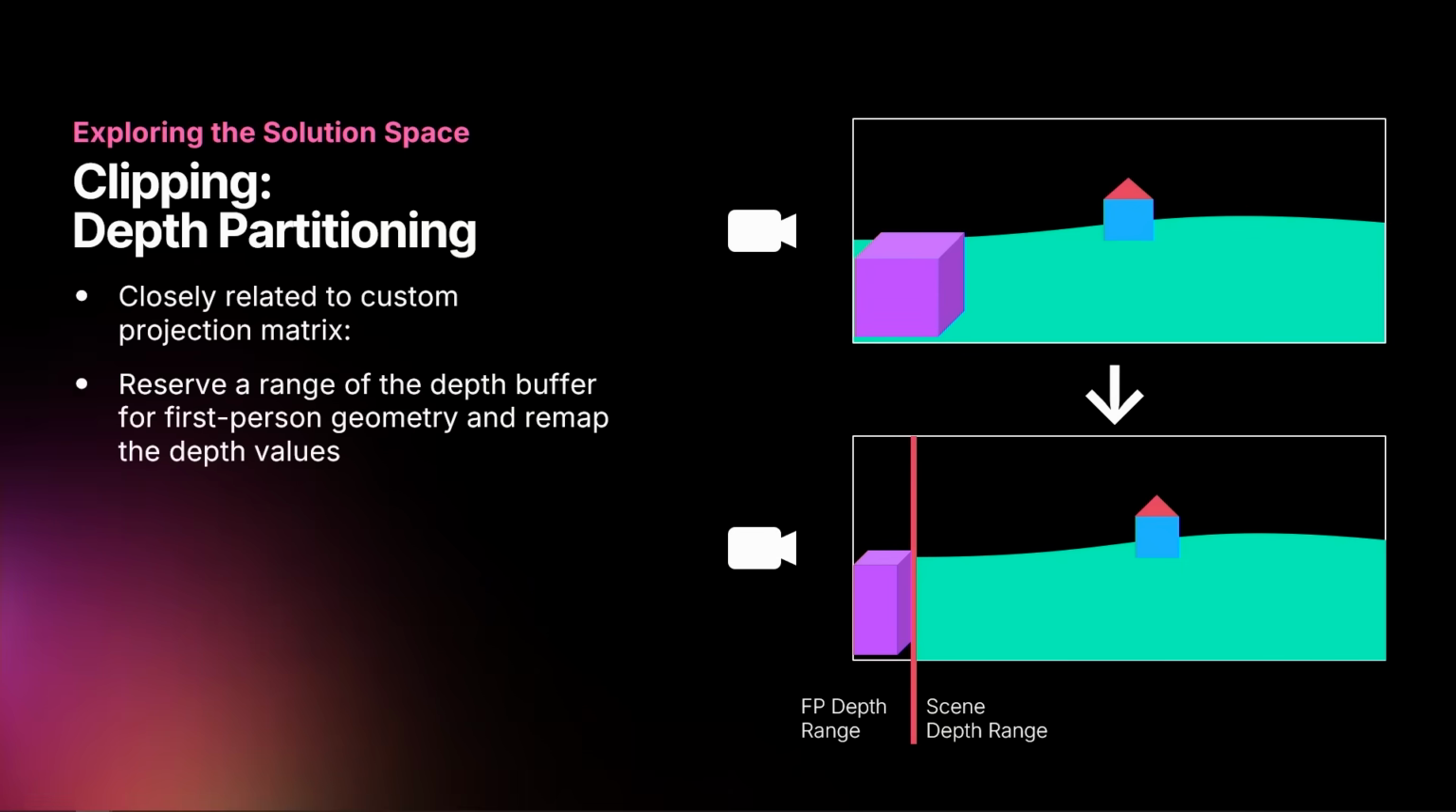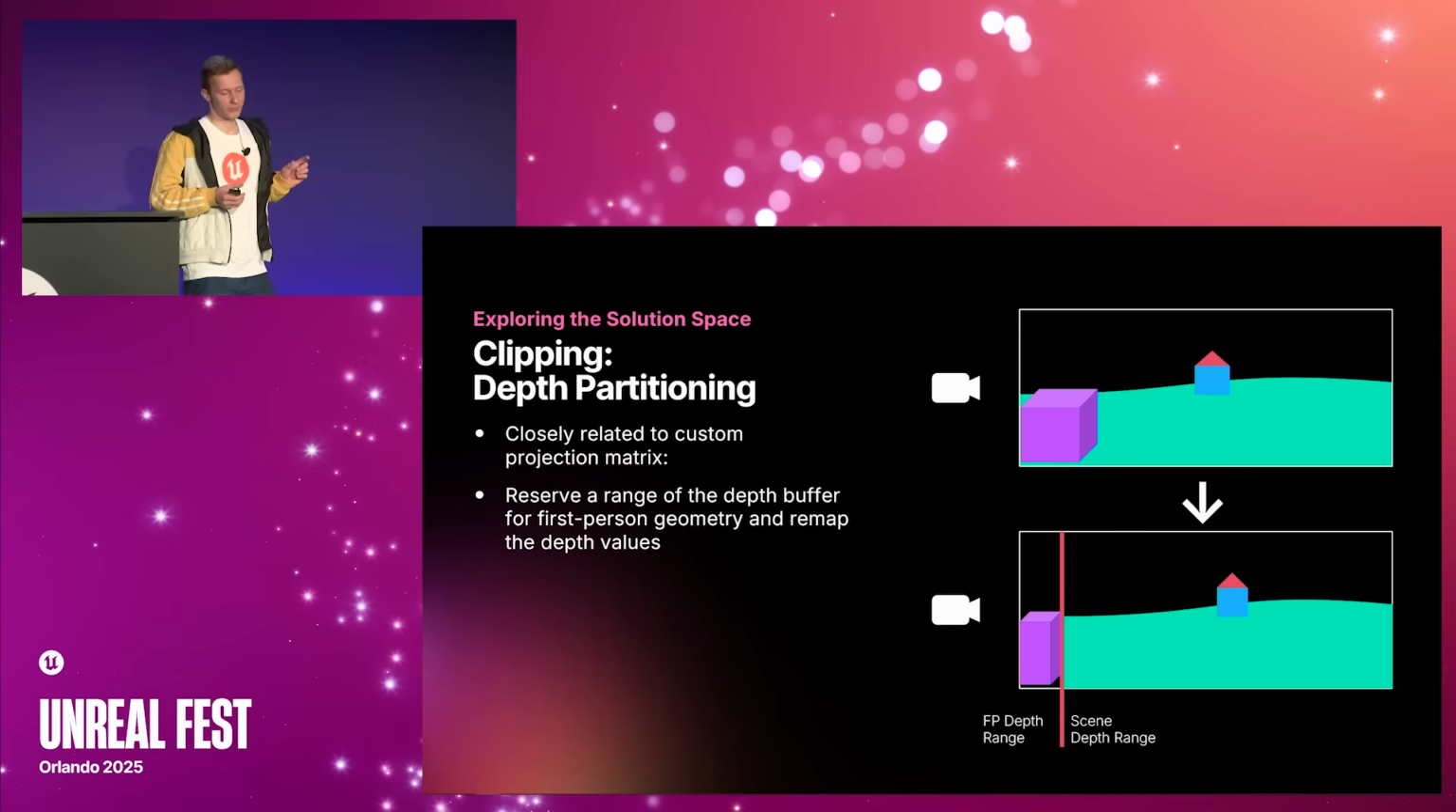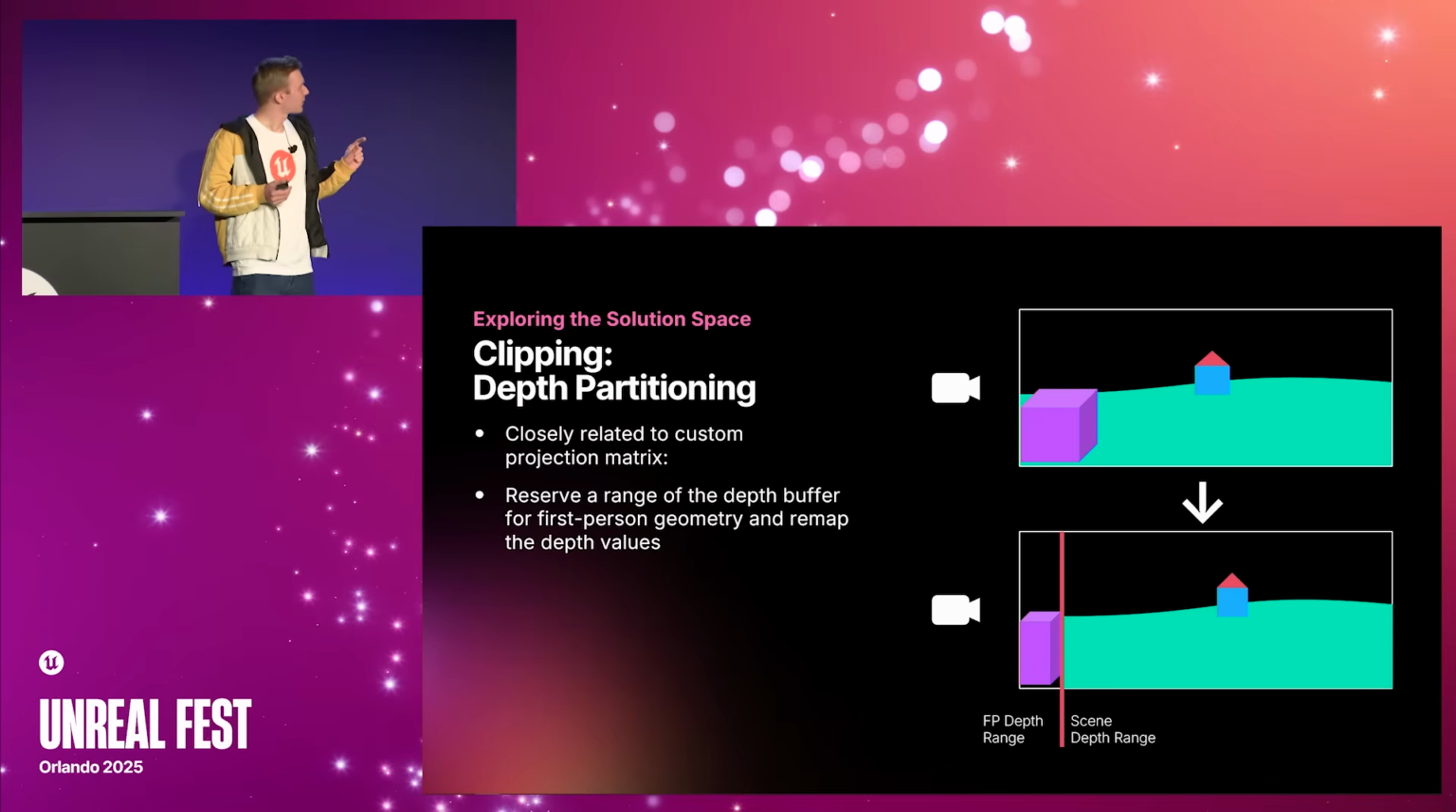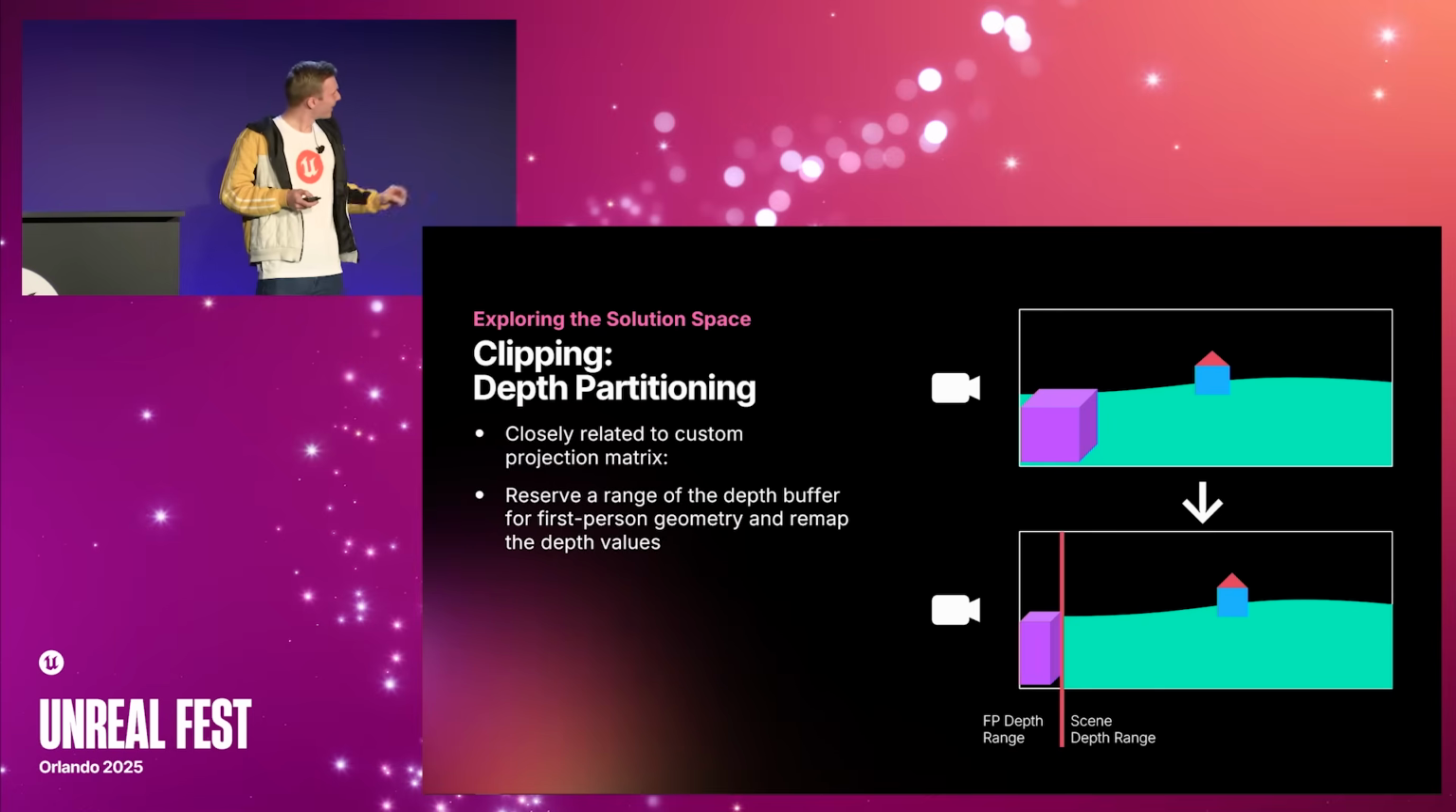And the idea is that we can reserve a range of the depth buffer for first-person geometry and remap the depth values. So I tried to show this on the right here. That cube is supposed to be first-person geometry. In general, in the following slides, the cube is always first-person geometry. I tried to make something more fancy, but I'm a programmer, not an artist. And the green stuff and the house, that's supposed to be the scene.